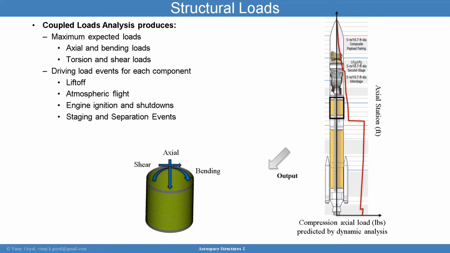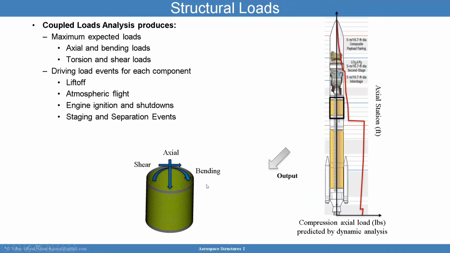The coupled loads analysis produces maximum expected loads, axial and bending loads, torsion and shear loads. We covered this before, this is more of a reminder. And the driving load events for each of these components is found. It could be liftoff, atmospheric flight, max Q, for example, engine ignition and shutdowns, staging and separation events.